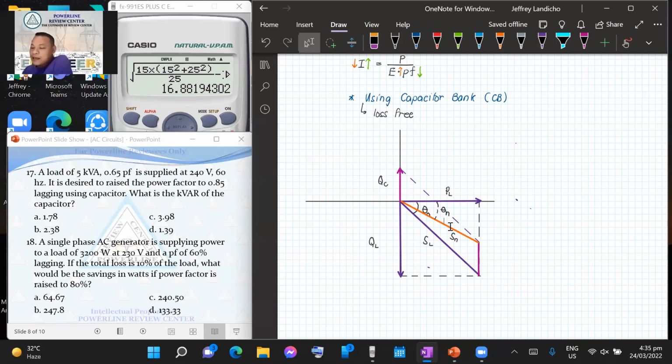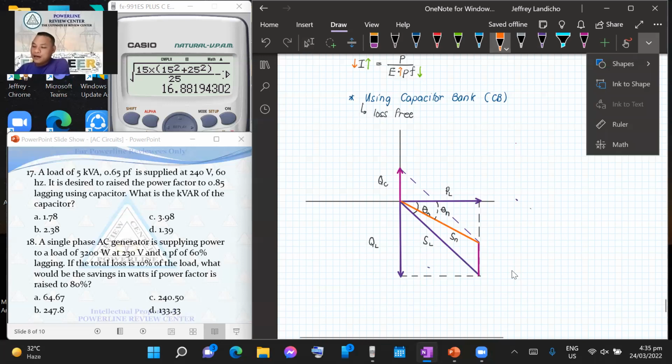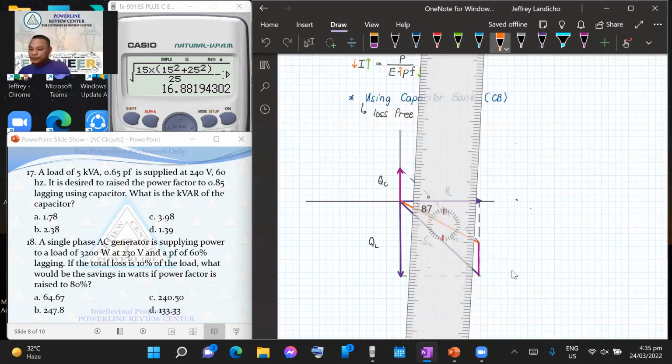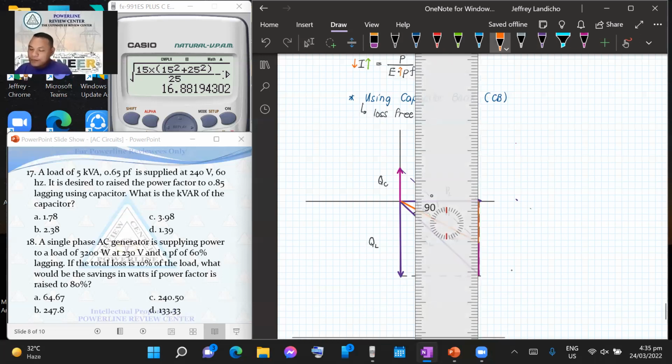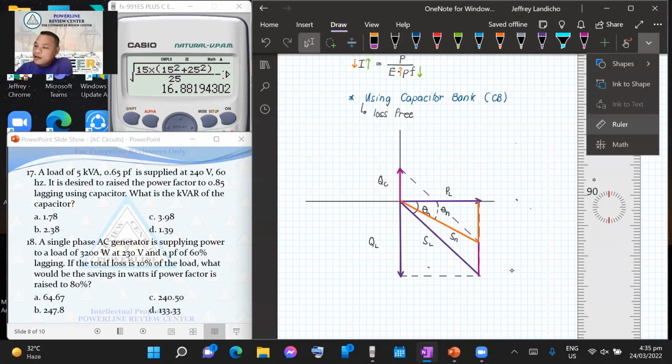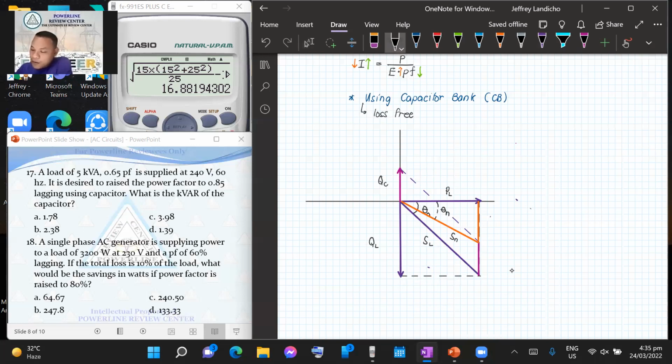So kung papansinin natin ngayon, kapatid, after nating i-add ito, yung ating panibagong power triangle na kailangan i-consider. Okay? So, yung orange na yan, ito na ngayon yung ating net reactive power. At ang haba nito is what? Q sub C. Kaya loss-free, kung papansinin mo, hindi nagbago yung ating real power. So palagi, ang ating dinidisenyo dyan, what would be the size of the capacitor bank needed to improve this power factor from this value up to this value.